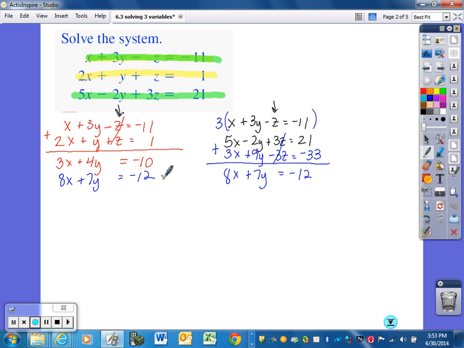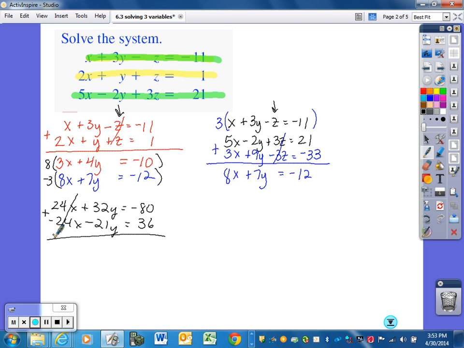Now I have a system of 2 equations and 2 unknowns. So to solve that, I'm going to use linear combination. If I choose to eliminate x, I'm going to multiply this equation by 8 and this one by negative 3. So that I get 24x plus 32y equals negative 80, and negative 24x minus 21y equals positive 36. When I add those, my x's now drop. And I get 11y equals negative 44. So y equals negative 4.